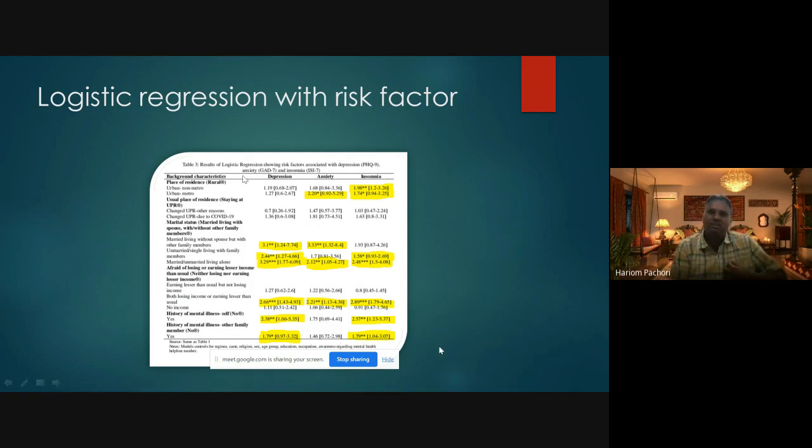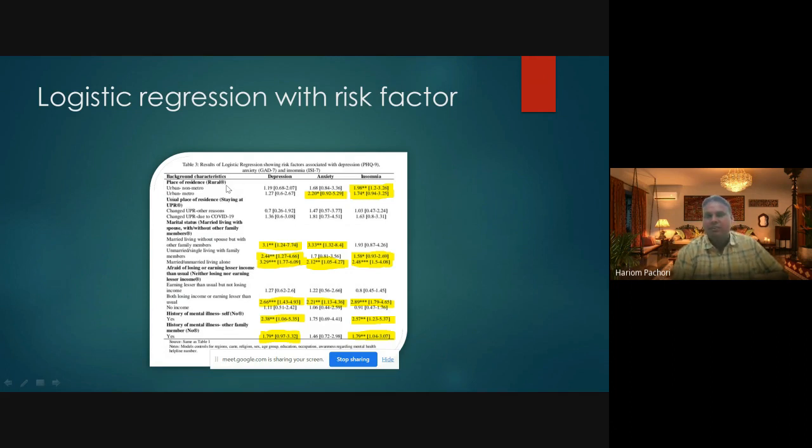Here the result of logistic regression shows the risk factors associated with depression. For depression we have used the PHQ-9 scale, for anxiety the GAD-7 scale, and for insomnia the ISI-7 scale. For place of residence, rural is marked R, meaning we have put rural as the reference category. Compared to rural, for urban non-metro, depression and anxiety are not significant, but insomnia is nearly double.